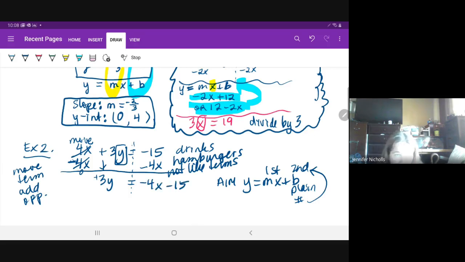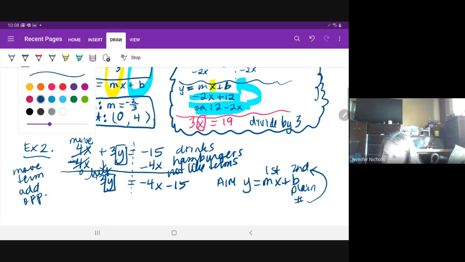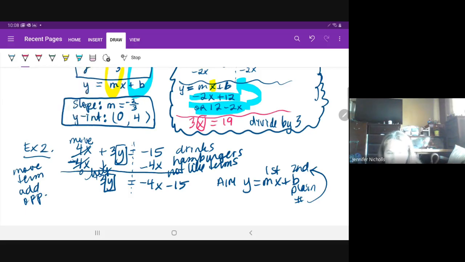I cannot put them together. It does not become 11. It does not become 19. I can't put them together because one has an x and one has a number. I chose to put the x in the front because I'm aiming for y equals mx plus b. And it's looking pretty good, except I'm still being hugged. So how do you get rid of that hug? How do you get rid of a hug? You guys, how do I get rid of this hug?